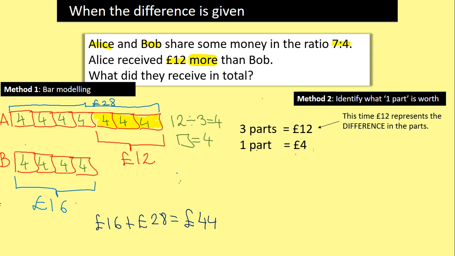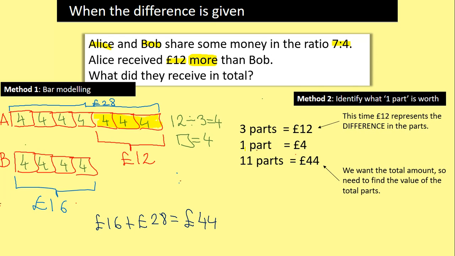And I need to work out the total. So I have to know how many parts altogether, all these ones, and there are 11 parts. So what I do is 11 times 4, which gives me £44. Both methods are acceptable in any kind of assessment or exam. Feel free to use whichever suits you more.